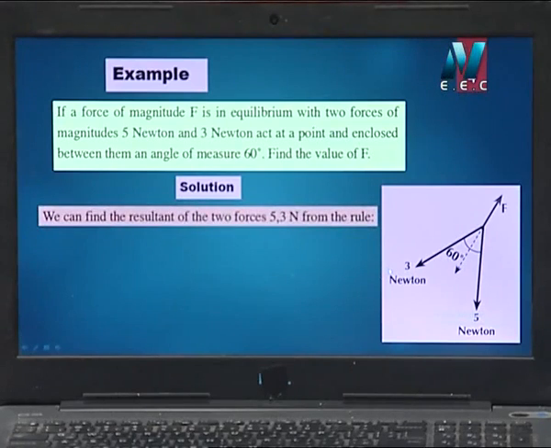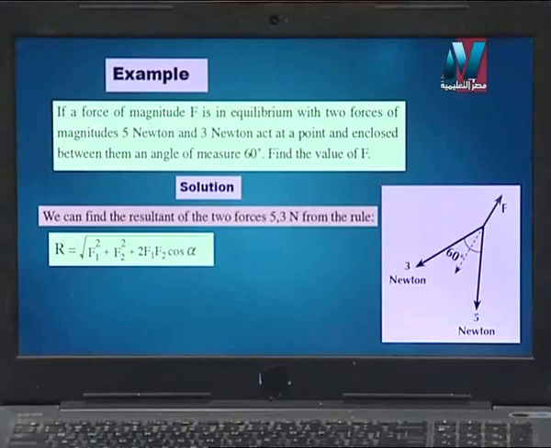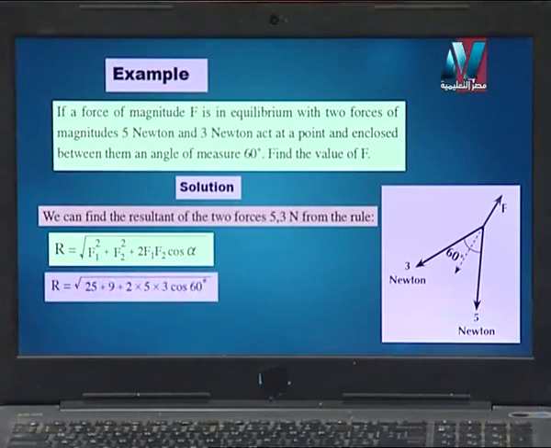We can find the resultant of the two forces 5 and 3 Newton from the rule: R equals square root of F1 power 2 plus F2 power 2 plus 2 F1 F2 cosine alpha. And we will substitute. We have here F1 equal 5, so F power 2 equals 25 plus 9 plus 2 multiplied by 5 multiplied by 3, and cosine alpha, which is cosine 60.